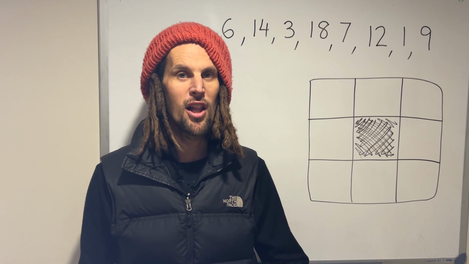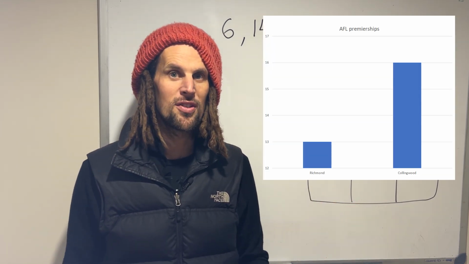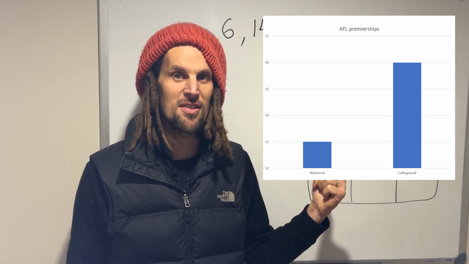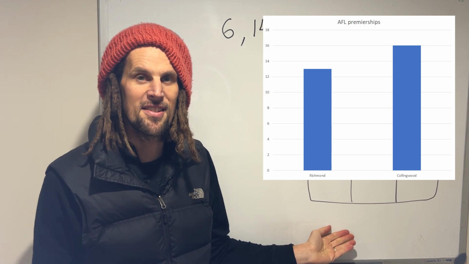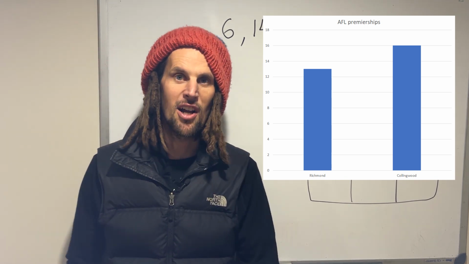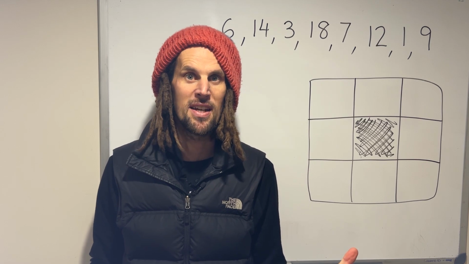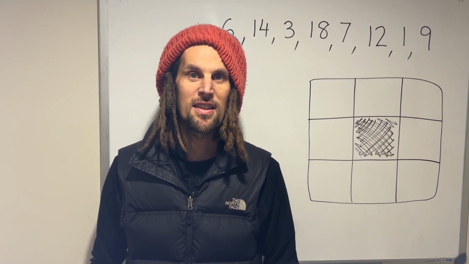Me comparing Collingwood and Richmond using this graph. Whilst true, the graph I've displayed is deceptive because it doesn't start from zero. If it did, it should look more like this. Now clearly I have a bias and I want to suggest that my team is better, so that's how I'm going to present it. And all sorts of marketing companies, governments are using this all the time.